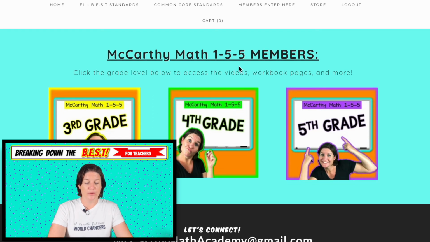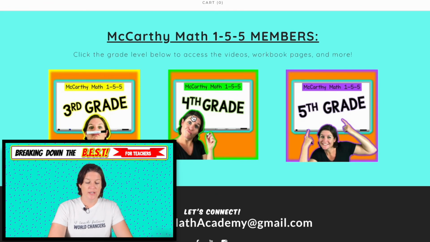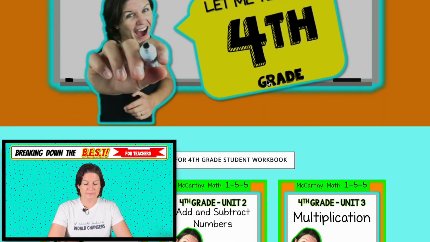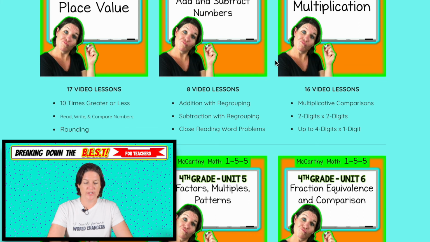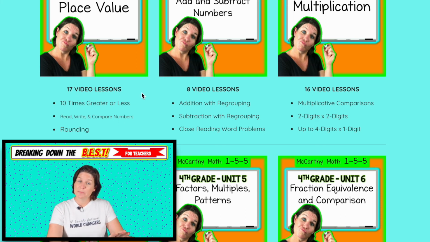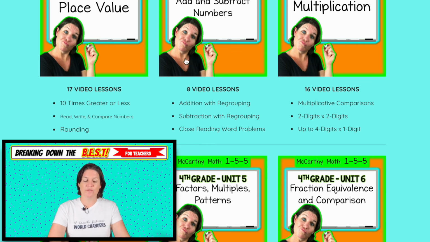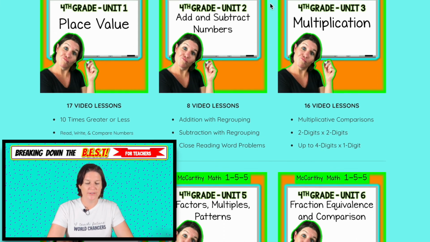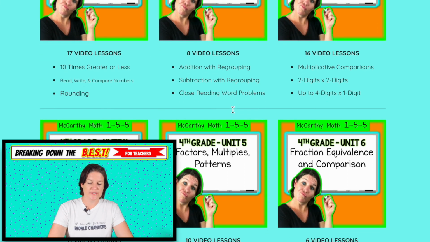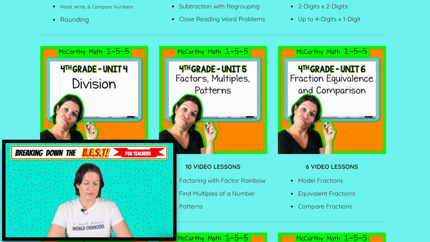So click on that. Now the 155 stands for 155 videos for each grade. If we click on 4th grade right here, you can see the different units that are available to you, like place value with rounding and 10 times greater or less, or reading and writing numbers. You have 17 video lessons there. You just have to keep in mind this was based on the Common Core version of things. So if you really know your B.E.S.T standards, you'll be able to figure out what it is that you need in here. Adding and subtracting numbers, 8 video lessons. Division, 11 video lessons with a variety of different strategies there.